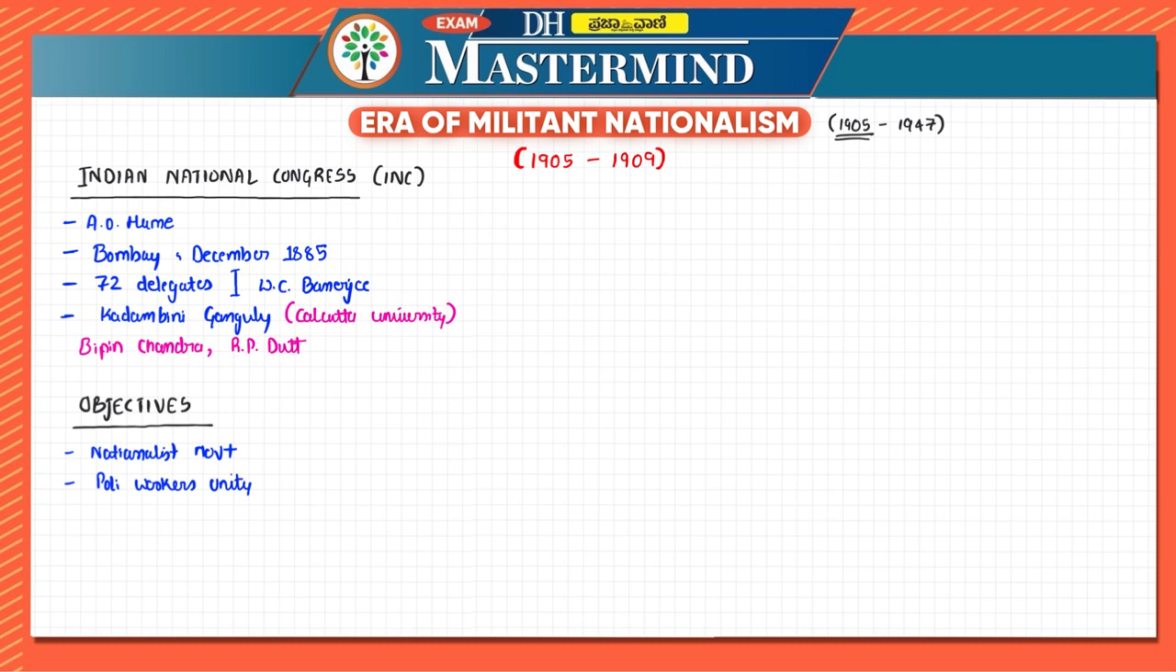Political workers' unity. There are a lot of other organizations. See, this Indian National Congress, which was formed in 1885, was not the only or the first organization formed. There were a lot of organizations formed even before the Indian National Congress. But this was providing a platform on national terms. So the first one is that it was formed in order to make it a more democratic and nationalistic movement, and to bring together nationalist political workers.